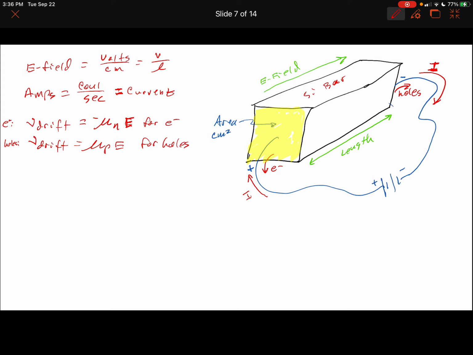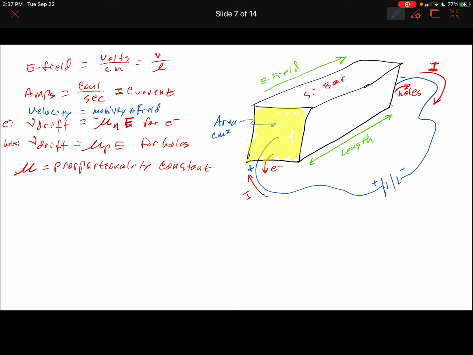The sign just takes care of the direction that they're going, and it'll work out easier if we use a negative for electrons. Mu is this proportionality constant that we use to fix the units between drift velocity and field. So velocity equals mobility times field, or mu sub n times E for electrons, and mu sub p times E for holes, and mu is a proportionality constant.